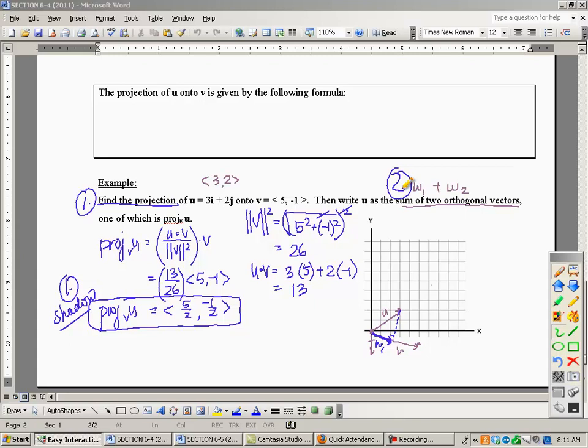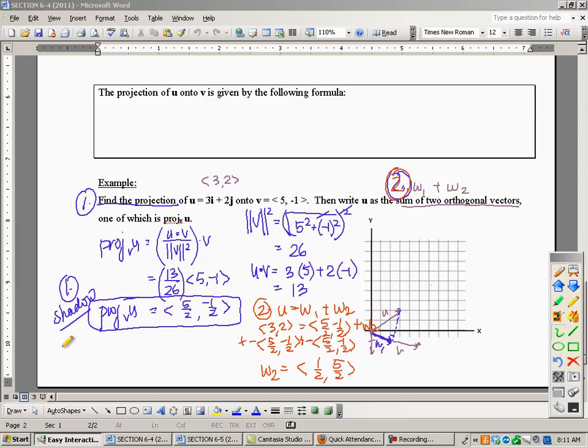As I look at this, let's change our color so we can keep these straight. We'll make number 2 red. I want to say that U is W1 plus W2. Well, I know vector U is 3, 2. And I know my projection is 5 halves, negative 1/2. But I don't know W2. But I can find W2 if I subtract this vector, or add the opposite, which is what we did in section 3. So if I add the opposite of vector W1, then I get that W2 is 1/2, 5 halves.